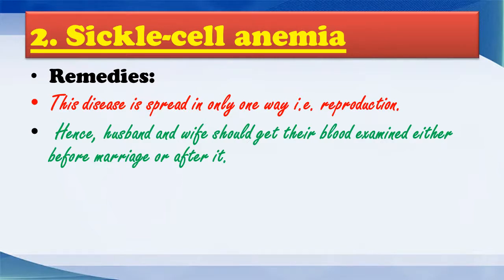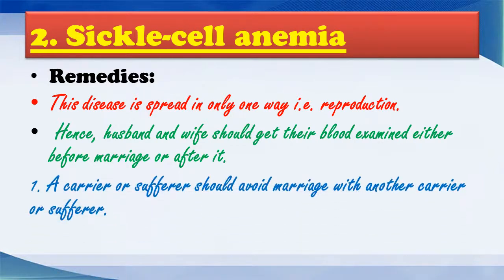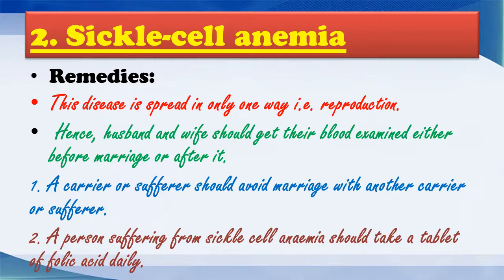If the blood test has been done before marriage, then marriage should be avoided if one of the persons is affected by this disease. First, a carrier or sufferer should avoid marriage with another carrier or sufferer. And second, a person suffering from sickle cell anemia should take a tablet of folic acid daily. So these are the remedies for how it should be avoided.